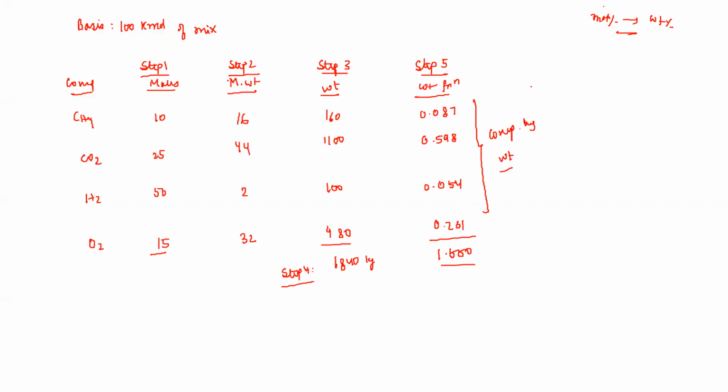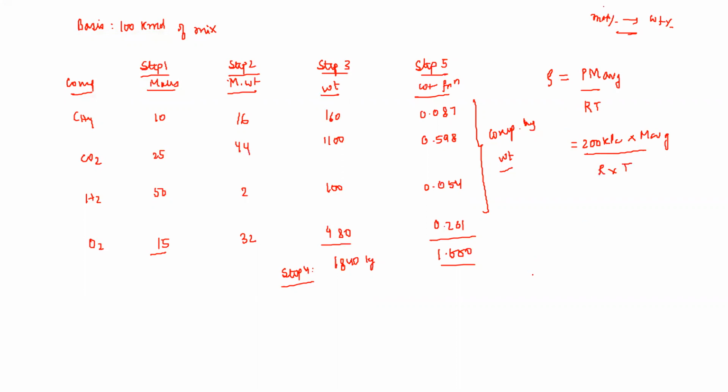Now we have to calculate density. So density, I told you the formula of density in the last lecture. That is P times M average upon RT. Temperature is given to be 498. Pressure is 2 bar. That is nothing but 200 kilopascal. Into average molecular weight upon R into T.